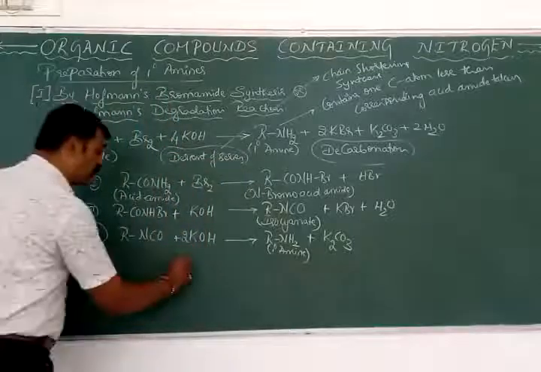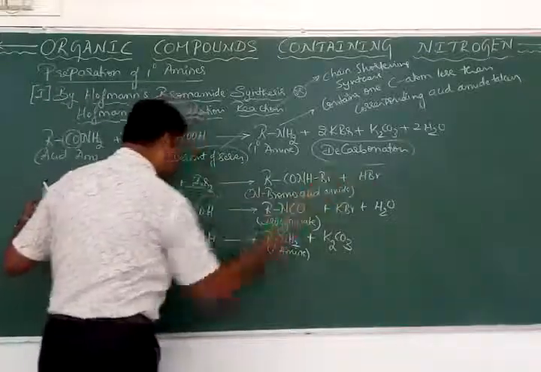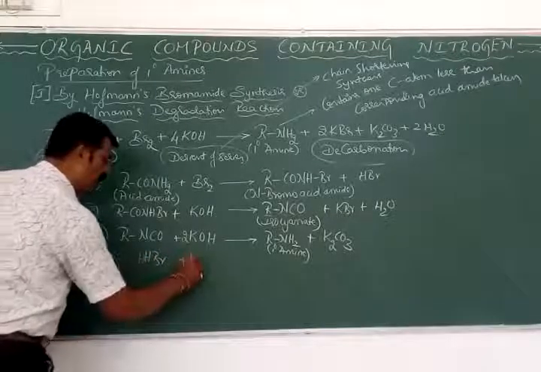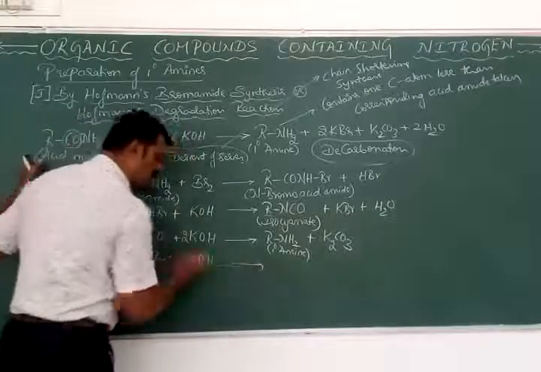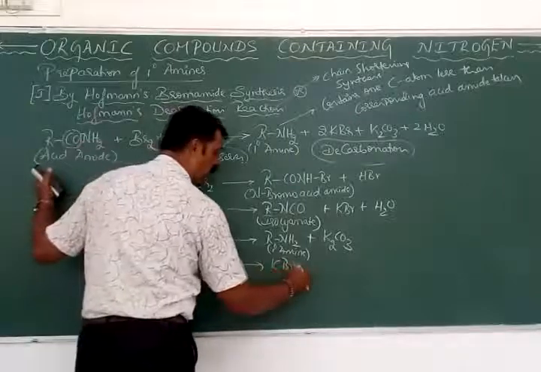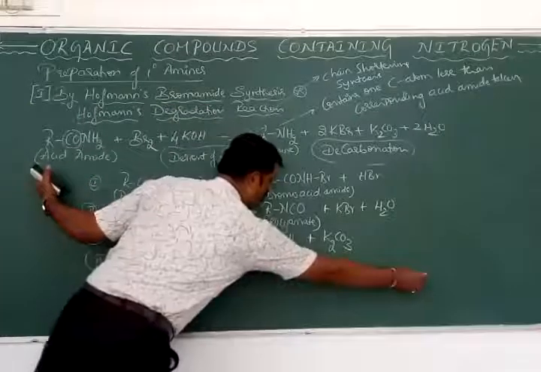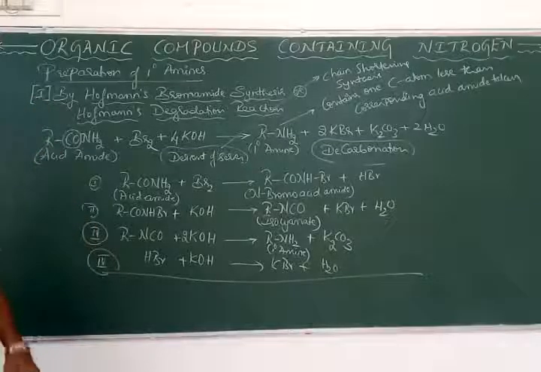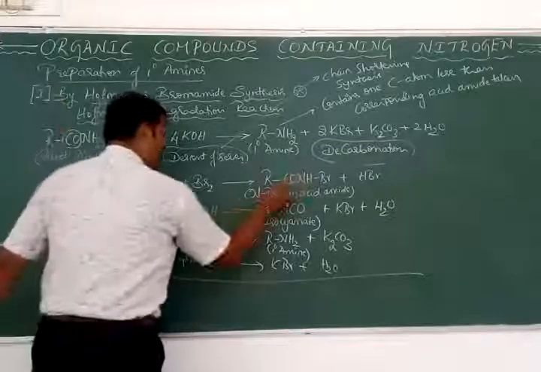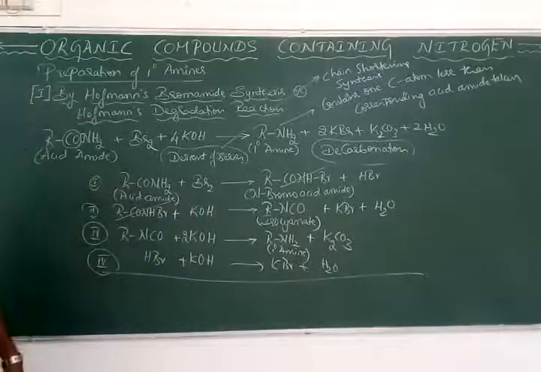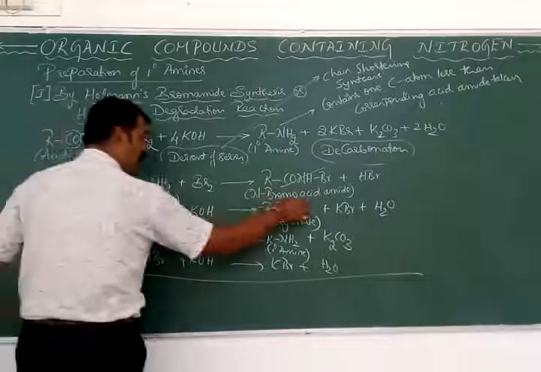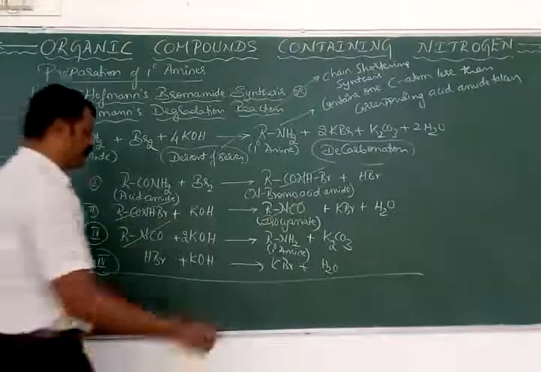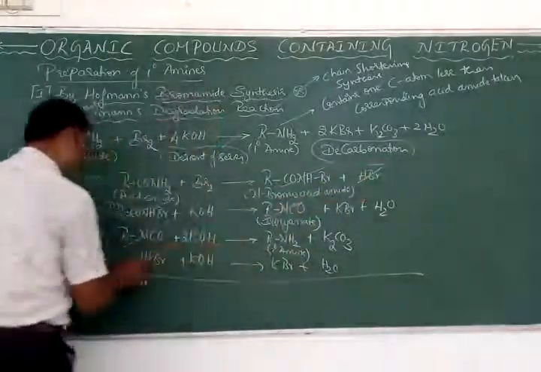But here, as this is in the basic medium, HBr is an acid here. HBr, the fourth step, is made to react with KOH. It is an acid and it is a base. Therefore, it forms potassium bromide plus which one? Water. Adding these, all equations are balanced right now. N-bromo acid amide cancels. Alkyl or aryl isocyanate gets cancelled. HBr and HBr get cancelled.